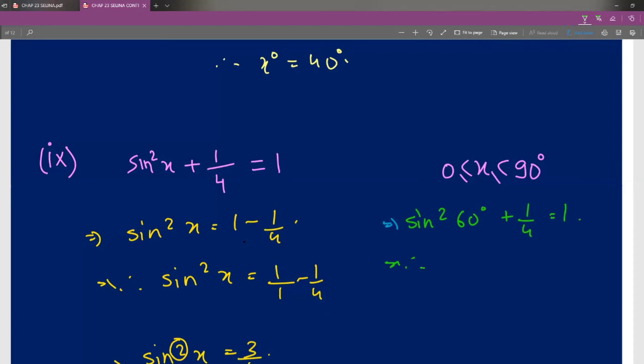So therefore, sine square 60 degree can be written as sine 60 into sine 60, root 3 upon 2 into root 3 upon 2. That can be written as 3 upon 4 plus 1 upon 4 is equal to 1. So 4 upon 4 can be written as 1. And in the LHS, we have gotten our answer as 1. And in the RHS also, we have gotten our answer as 1 according to the equation. So therefore, indeed, our answer x is equal to 60 degree.